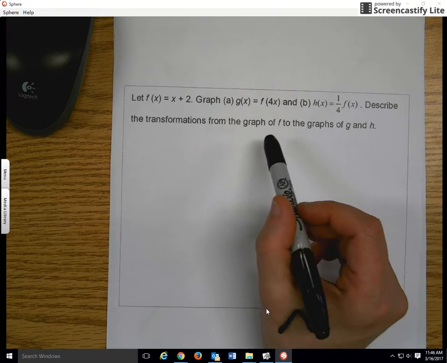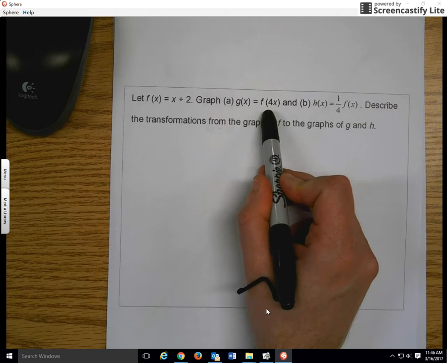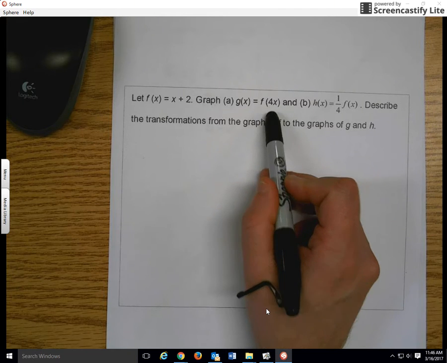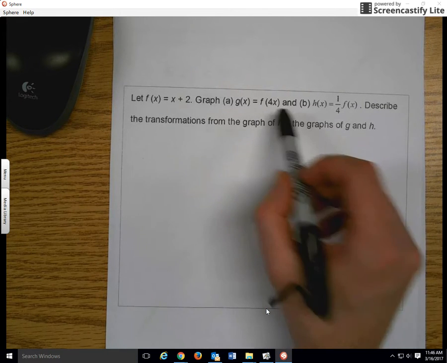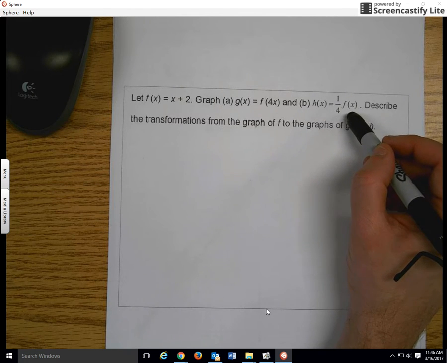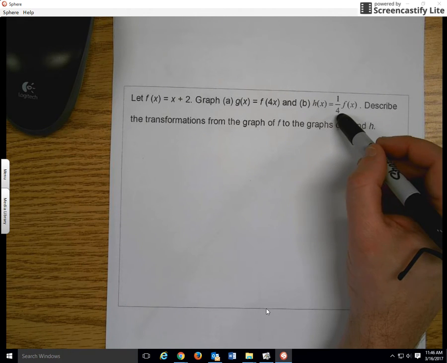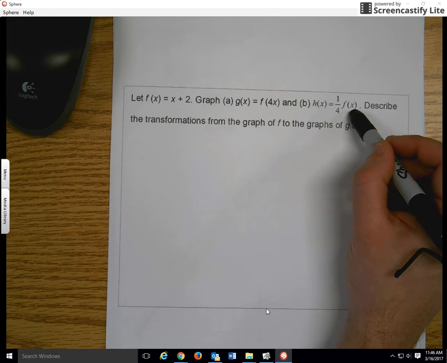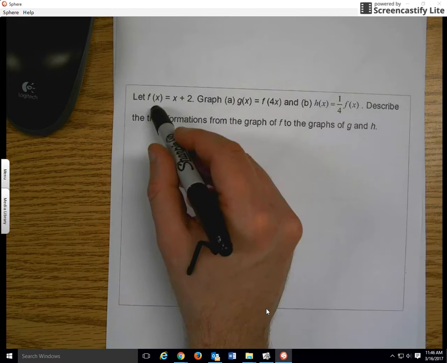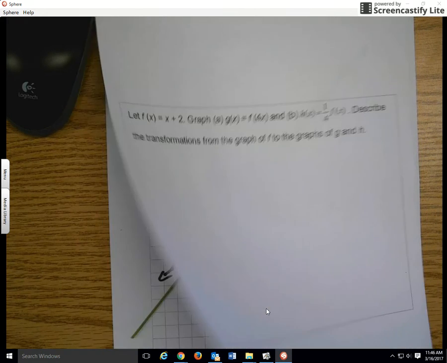So from our last lesson, we saw that if it's the 4x, it's influencing the input. The x is being influenced. But if it's outside the parentheses, it's influencing the output, the y. Because remember, f of x is the same thing as y. We talked about that earlier. So with all that review fresh in our head, let's move forward.